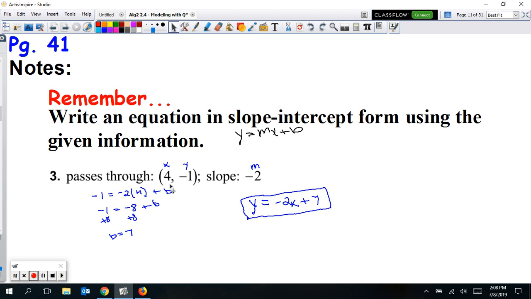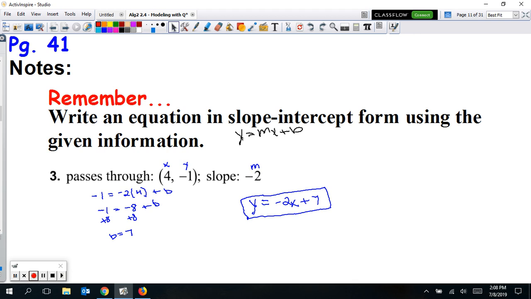Write that it passes through (4, -1), which is your x and your y number, and your slope is going to be -2, which is the m number. Remember, we did this not that long ago. And so what you're doing is just plugging everything in up here. These three letters go in, and you're going to solve for b.